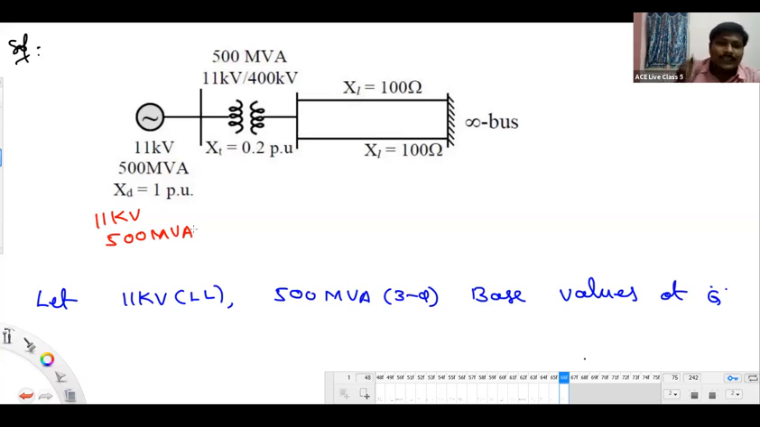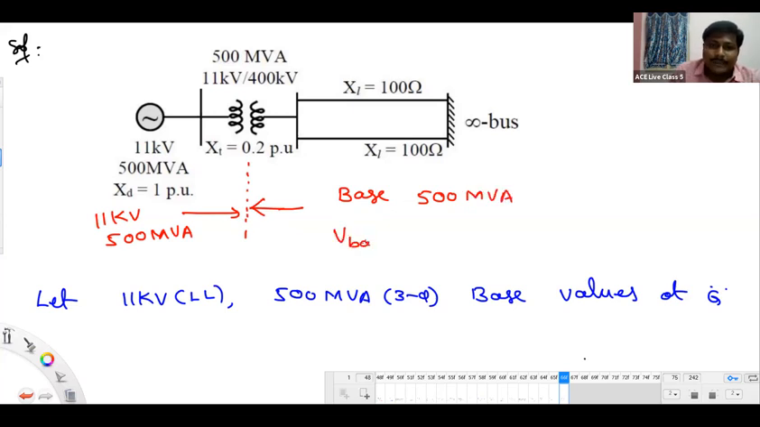Because ultimately you have to give the answer in absolute, right? See, actually, these base values change at the transformer location. Beyond the transformer, from the secondary winding of the transformer, what will happen to the base values? The new base values on this side: 500 MVA continues as it is, no change. What is the voltage base? It will be 11 into 400 by 11, the transformation ratio of the transformer. So it will be 400 kV. 400 kV and 500 MVA are the base values to be continued further.